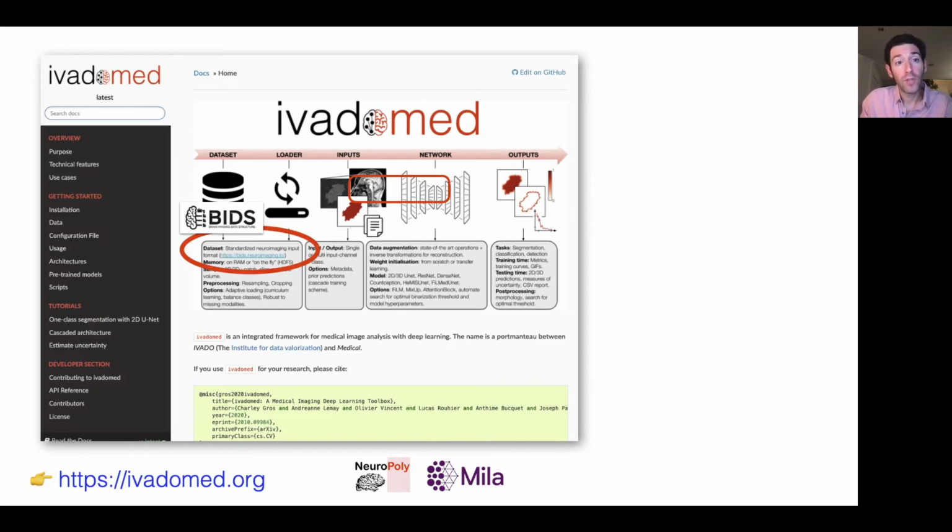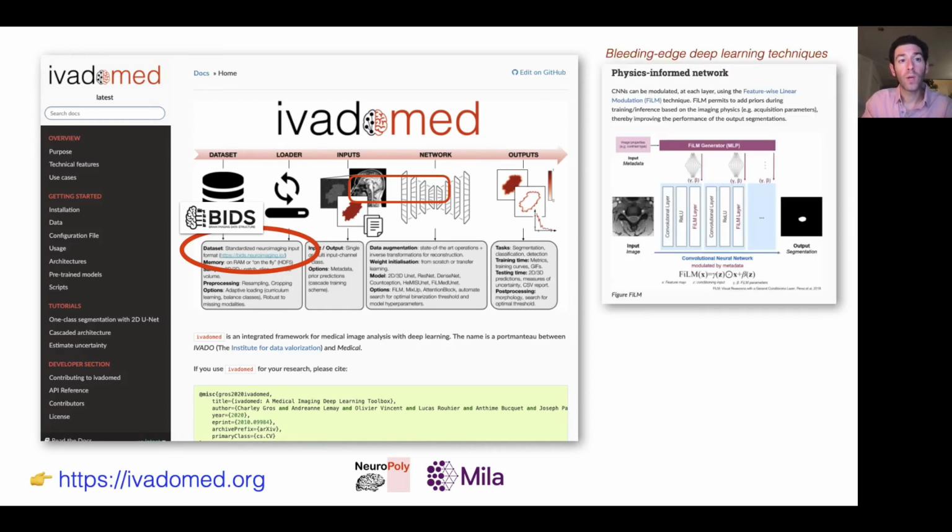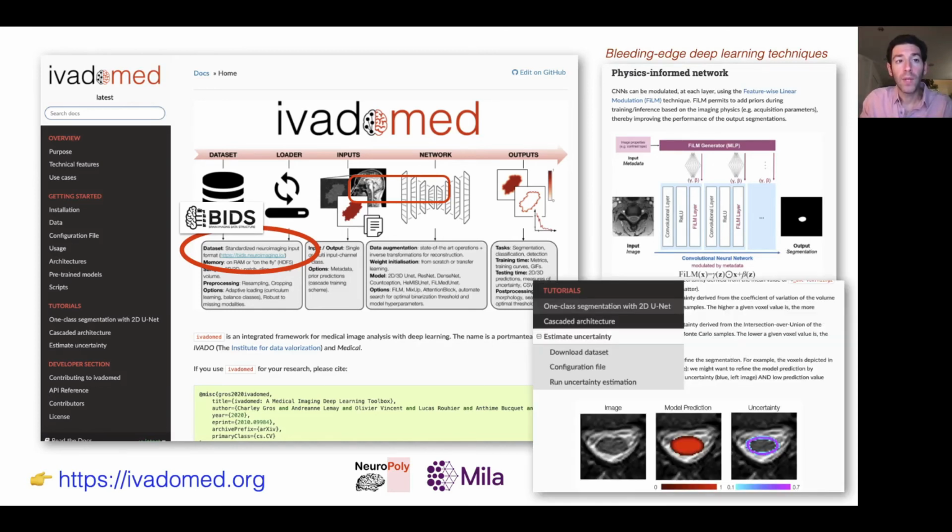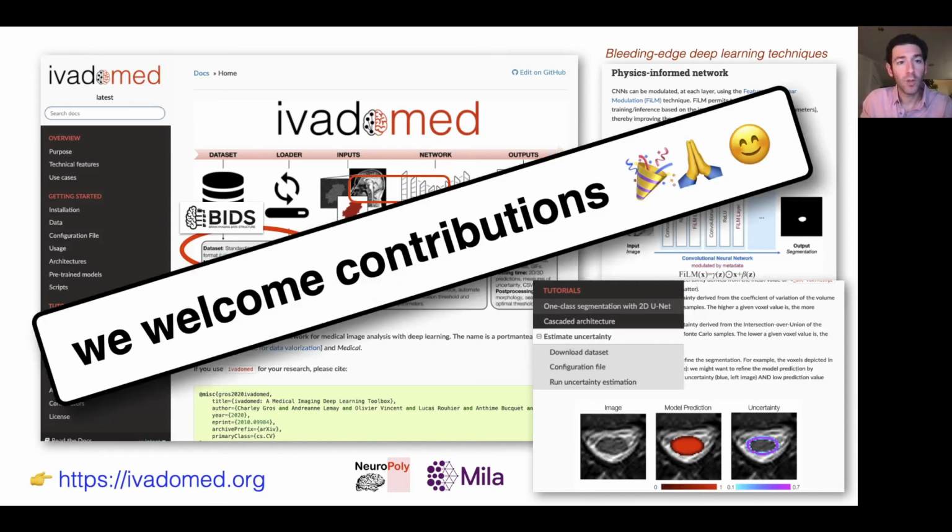Some of the features of EvaDome include the possibility to load any BIDS compatible dataset without the need for any manual curation. EvaDome also includes bleeding edge techniques and architectures, many of which have been created at Mila. And we also included a few tutorials to make it easier to dive into the ecosystem. Like any open source project, we welcome feedback and contributions, so please download it and try it.